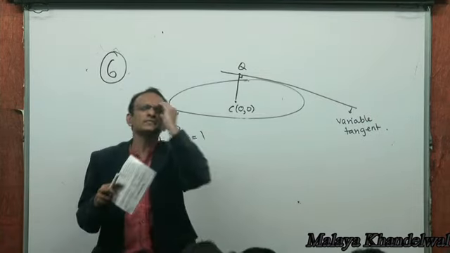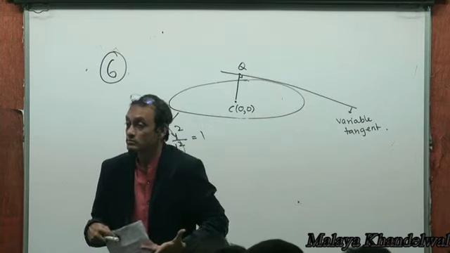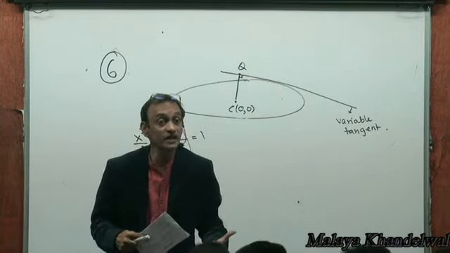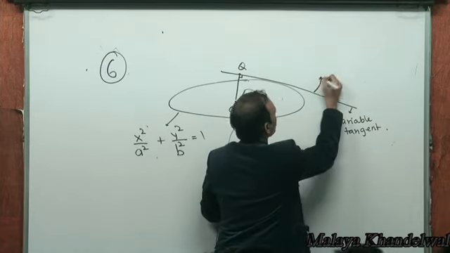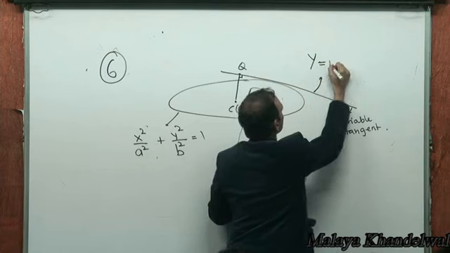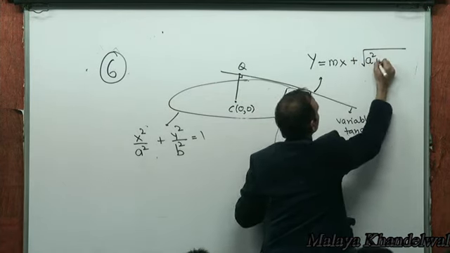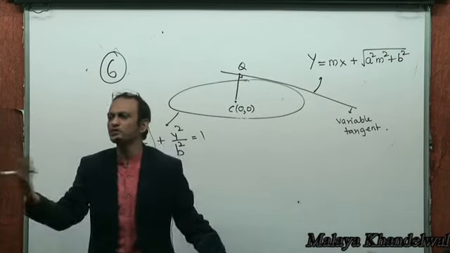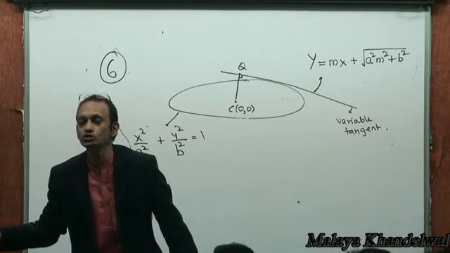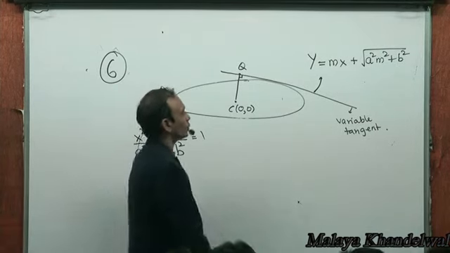Now in the first place, you want to represent the variable tangent with the help of a parameter, isn't it? So you could say the tangent is y equal to mx plus root a squared m squared plus b squared. If m is a parameter, this will represent the entire set of tangents to the ellipse. Yes or no?